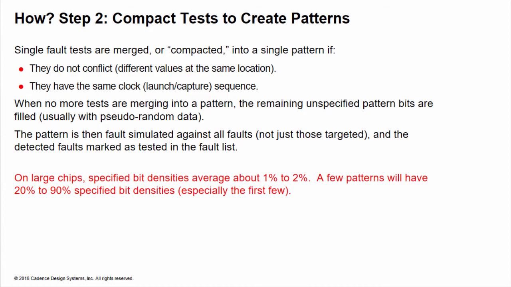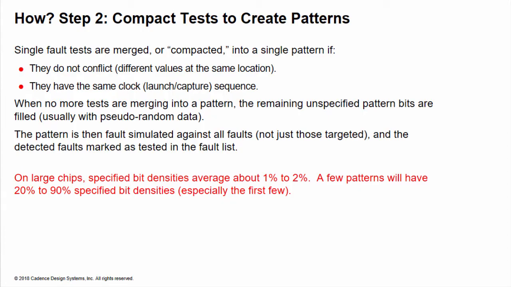At this point, we've covered how the tests for each fault are generated and the role that scan plays in making that happen. The next step is to compact all these individual tests into a smaller number of test patterns. Tests for single faults may be merged if they do not have conflicting values applied to the same primary input, and if the launch and capture clock and control sequence is the same. The scan sequence is always the same by construction.